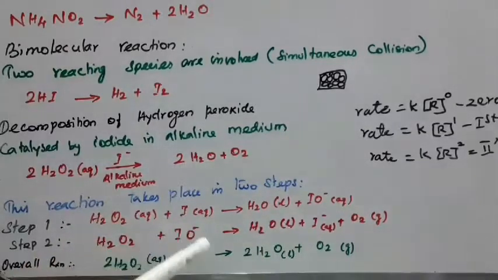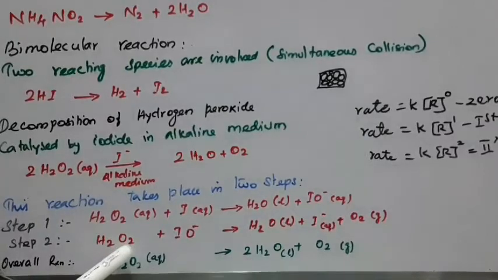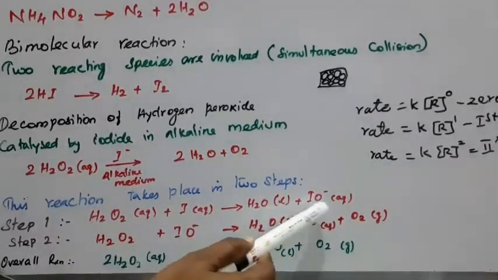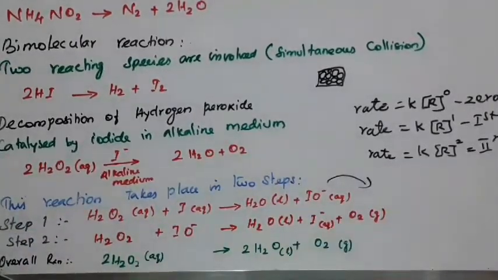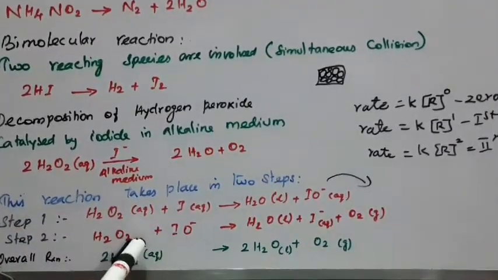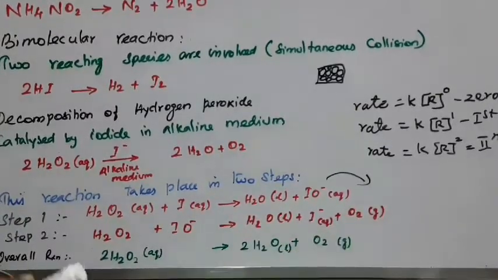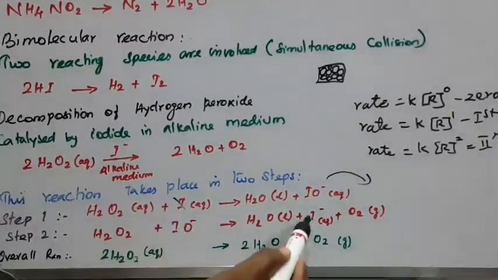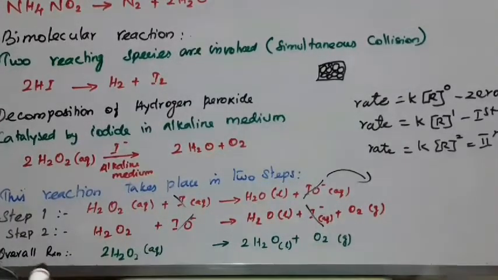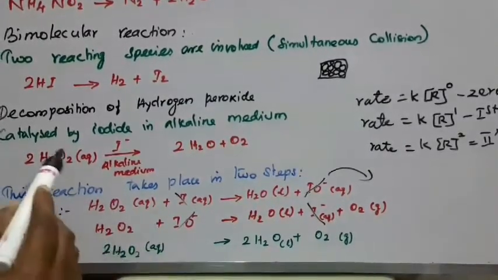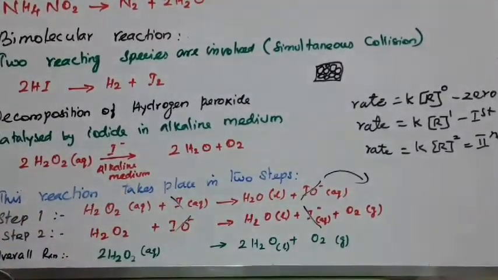After that, in the second step, another hydrogen peroxide reacts with the intermediate. This intermediate reacts with hydrogen peroxide to produce H2O, I minus and O2. So the iodide and iodide get cancelled, and the overall reaction is hydrogen peroxide producing water and oxygen gas.